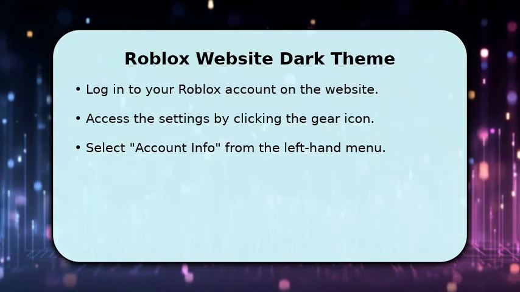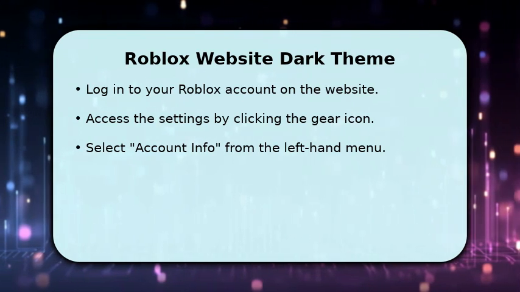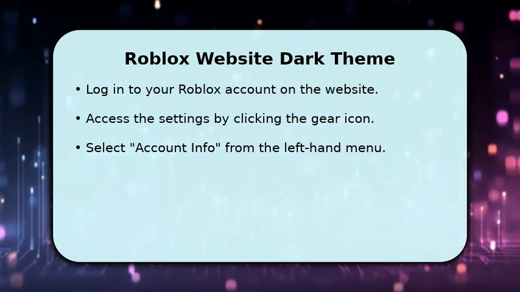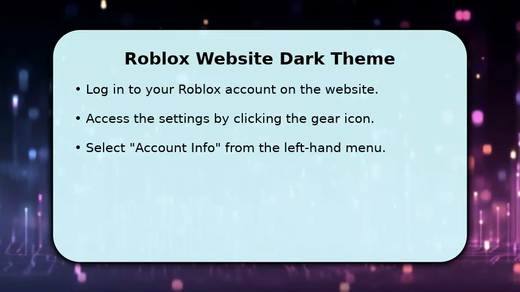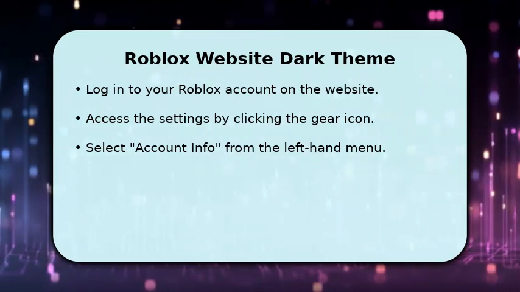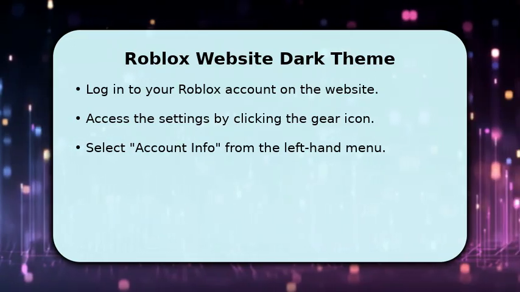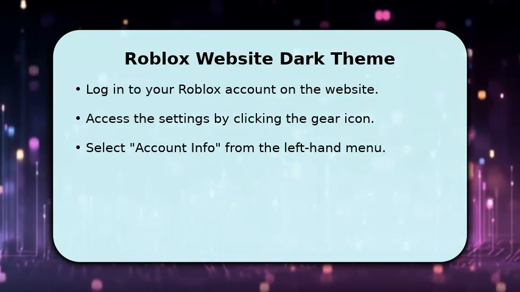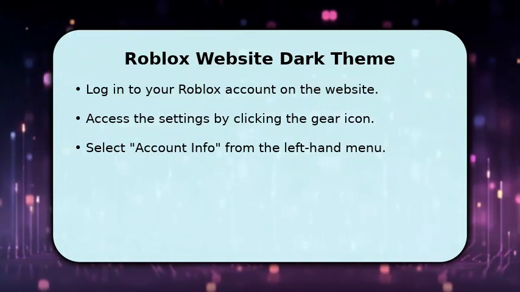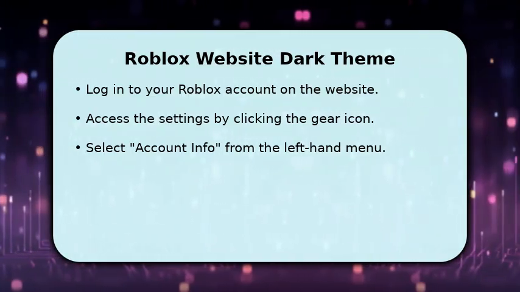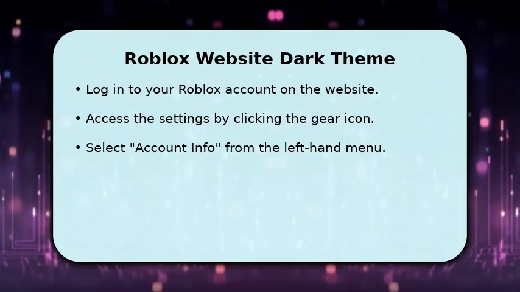To begin on the Roblox website, first log into your account. Once logged in, locate and click the gear icon in the top right corner of your screen to open the settings menu. From there, select Account Info on the left side. Scroll down until you find the theme option, which is usually set to light. Click the drop-down and simply choose Dark to instantly transform your Roblox experience.